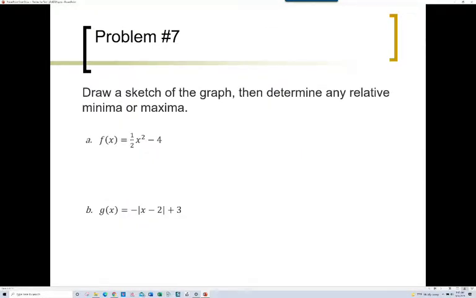So here it says, draw a sketch of the graph, then determine any relative minima or maxima. All right, well, let's see, on the first one here, the parent function would basically be y equals x squared. This half that's in front is going to cause a vertical shrink. The graph ends up looking more flat. So vertical shrink.